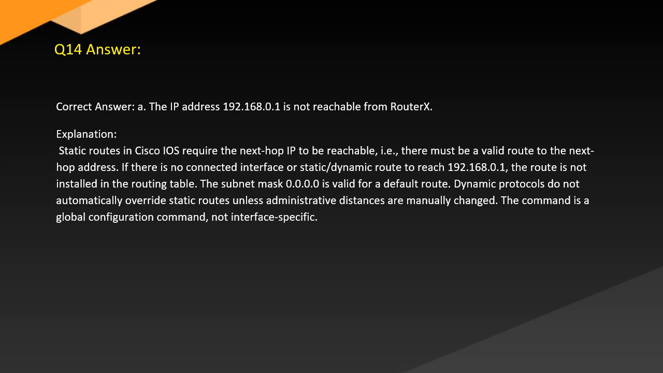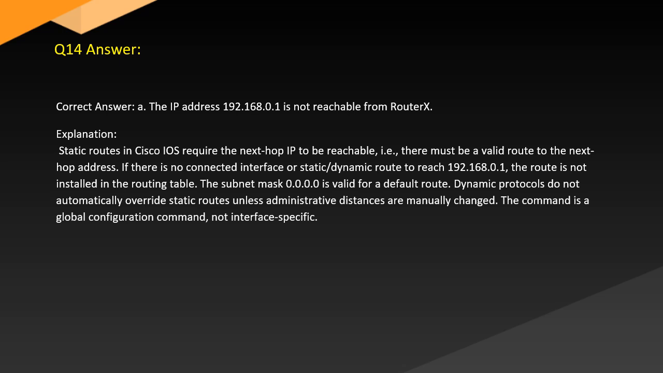Answer. Correct answer: A. The IP address 192.168.0.1 is not reachable from RouterX. Explanation. Static routes in Cisco IOS require the next hop IP to be a reachable IP. There must be a valid route to the next hop address. If there is no connected interface or static or dynamic route to reach 192.168.0.1, the route is not installed in the routing table.